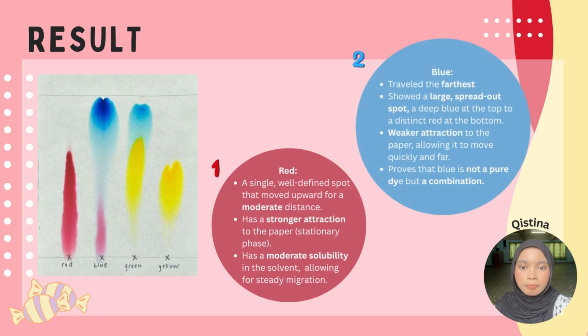Next is blue dye. Blue dye traveled the farthest, showed a large spread-out spot, a deep blue at the top to a distinct red at the bottom. It has weaker attraction to the paper, allowing it to move quickly and far. It also proves that blue is not a pure dye but a combination.